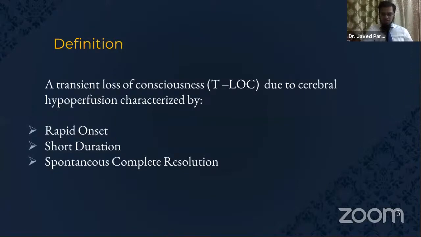And there are these three characteristic features: the onset is rapid, the episode is of very short duration, and there is spontaneous complete resolution. If all these four are present, then only you label any patient with transient loss of consciousness as having syncope.